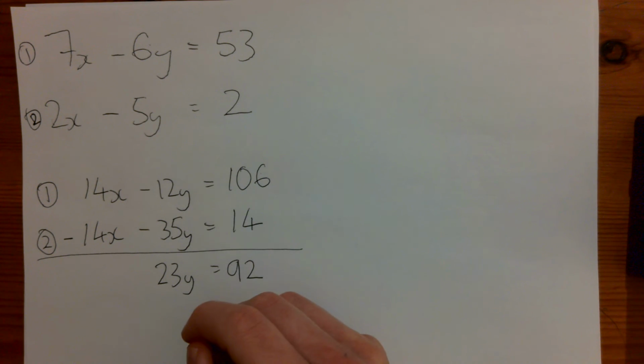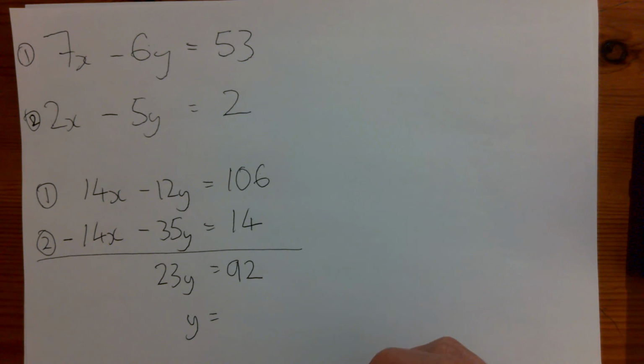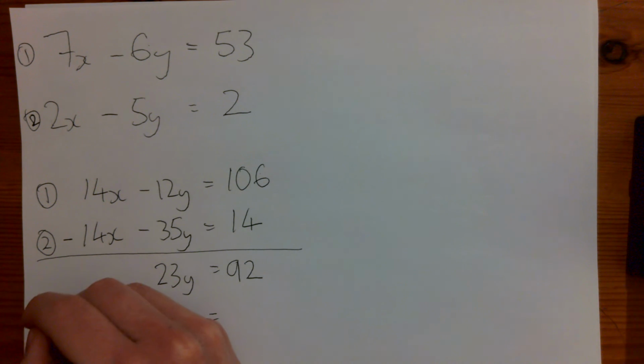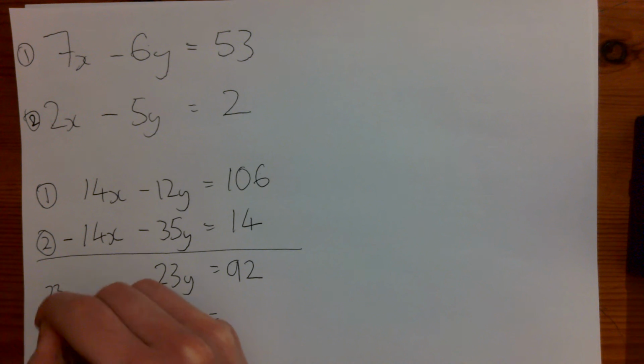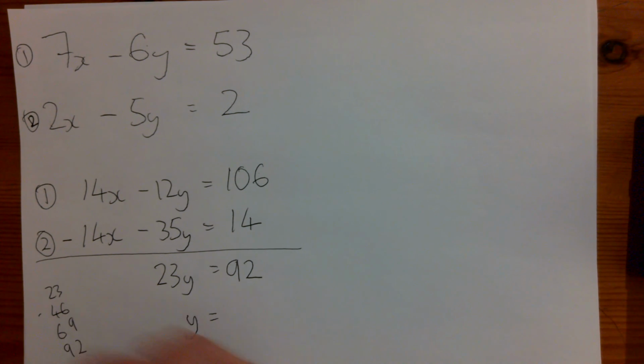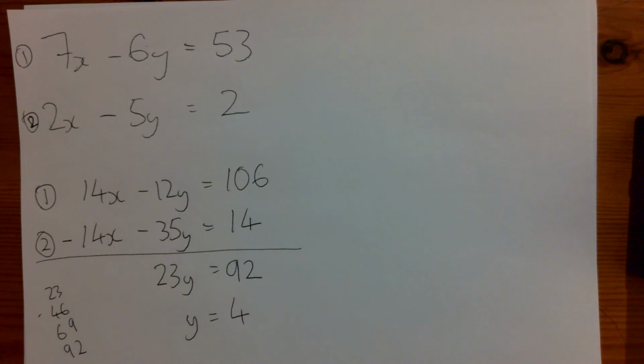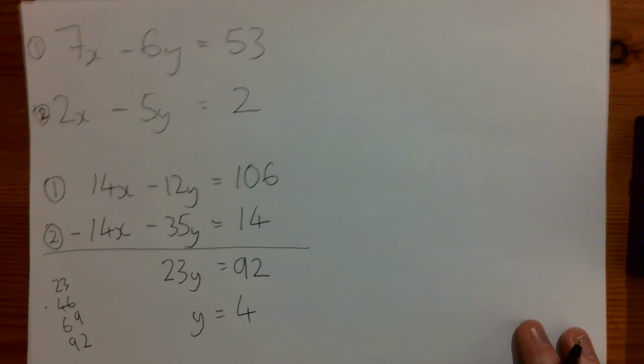Now I can find y, dividing both sides by 23. 92 divided by 23, I could put it in my calculator. I might just do a good bit of counting up. 23, another 23 is 46, another 23 is 69, and another 23 is 92. So it's 4 lots of 23, so y equals 4. I could just put it in my calculator.